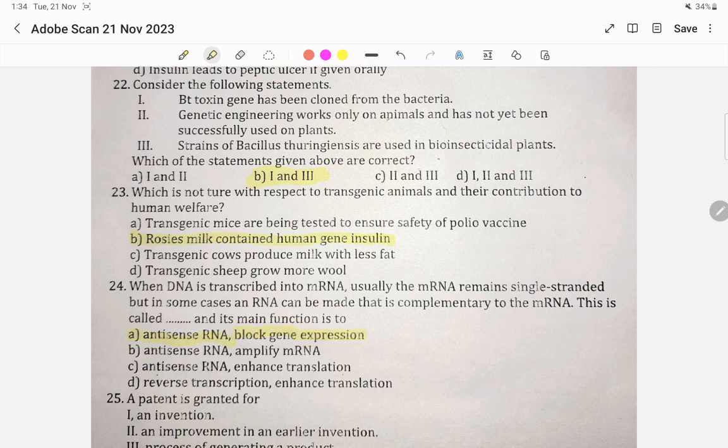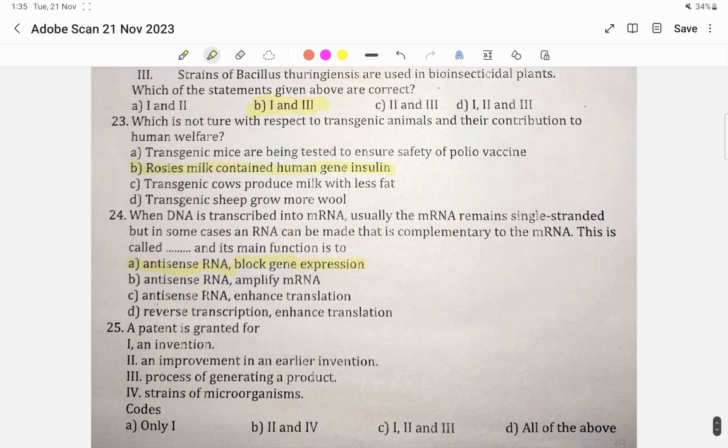It blocks gene expression. Because sense and antisense are complementary, they form double-stranded RNA, and they will block gene expression, which is RNA interference, where the double-stranded RNA breaks the mRNA into fragments. That you should be aware of.